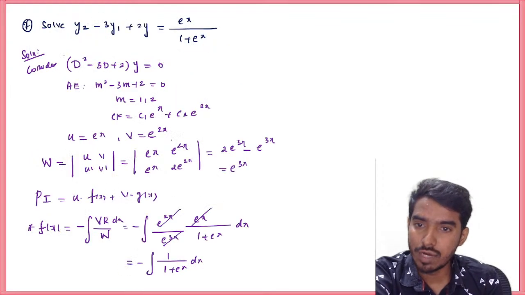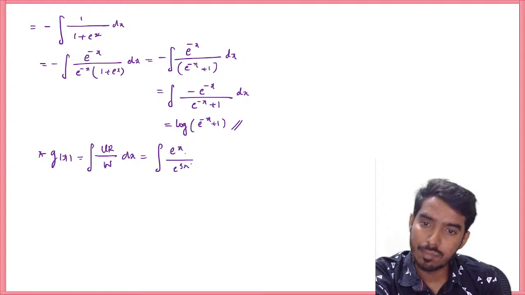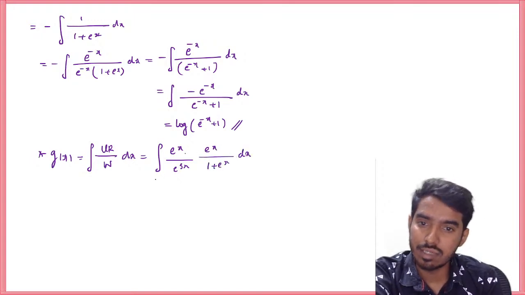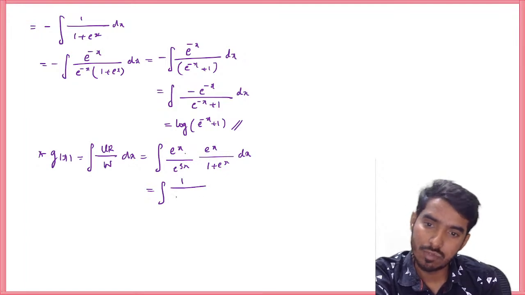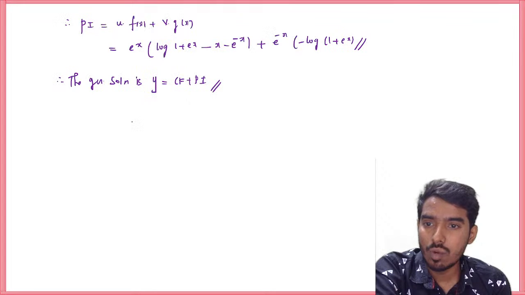Integration of u. What is u? u is e power x, r by w is e power 3x. r is e power x by 1 plus e power x dx, right? Now this is same as e power 2x by e power x. So we will have e power x into 1 plus e power x dx, which we already solved, right? So we already solved the previous problem.